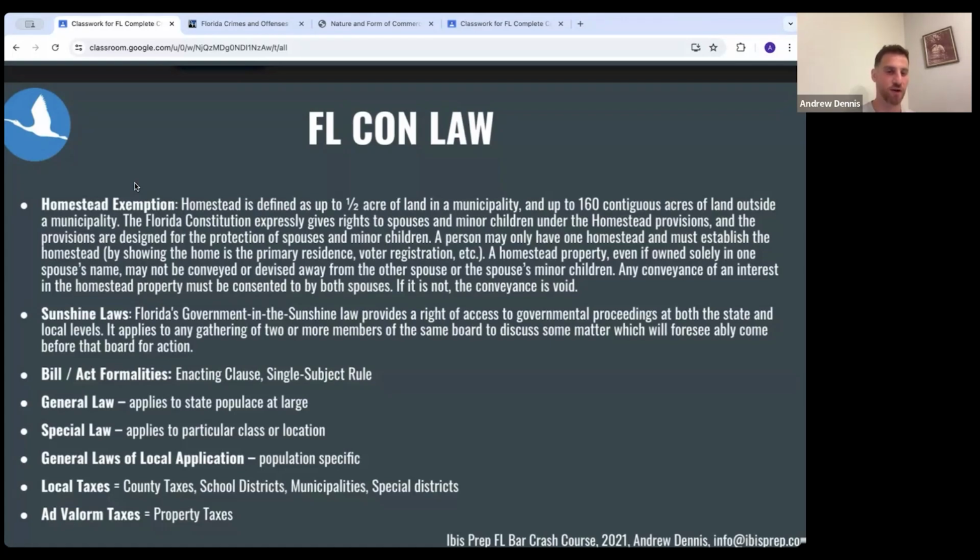Okay, so sunshine law, I think, is likely to be tested. Florida government, the sunshine law provides a right of access to government proceedings at both the state and local levels. It applies to any gathering of two or more members of the same board to discuss some matter which will foreseeably come before the board for action. So the exception is if it's only two legislators, not including the governor, for unplanned meetings.